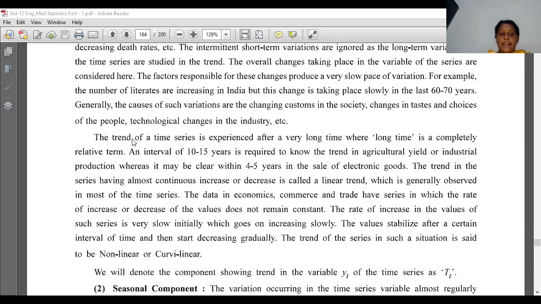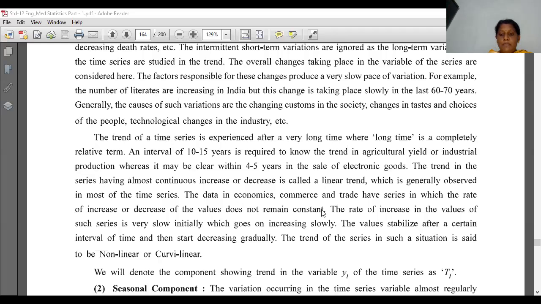Okay, then the trend of a time series is experienced after a very long time, where long time is a completely relative term. An interval of 10 to 15 years is required to know the trend in agricultural yield or industrial production, whereas it may be clear within 4 to 5 years in the case of electronic goods. It means a minimum of 4 to 5 years, like 1990 to 1995, from 1995 to 2000, a minimum 5-year difference we are taking, right?